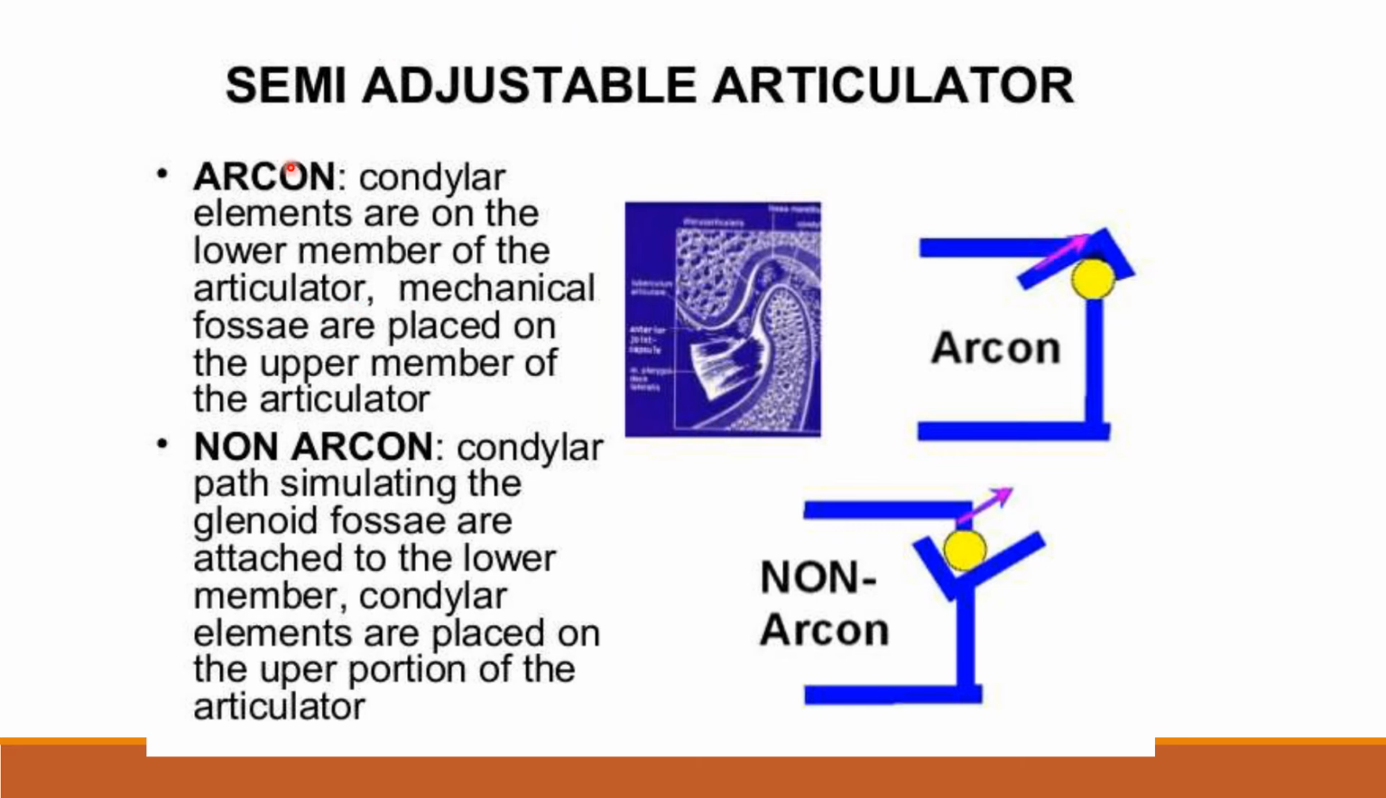So semi-adjustable articulators are basically of two types, like we discussed. In the arcon type, the condylar element is in the lower member, which is here, and the mechanical fossa is placed on the upper member. In the non-arcon type, the condylar parts simulating the glenoid fossa are attached to the lower member, and the condylar elements are placed on the upper portion. So this is the basic difference. And of course, in the photo, you can see the mandible, the glenoid fossa, and the condyle. That's how they try to mimic or simulate those areas.